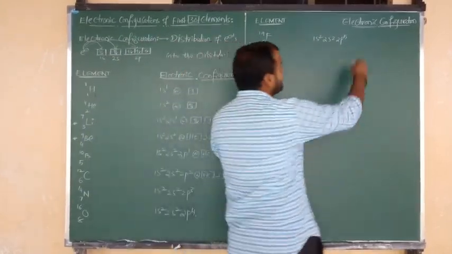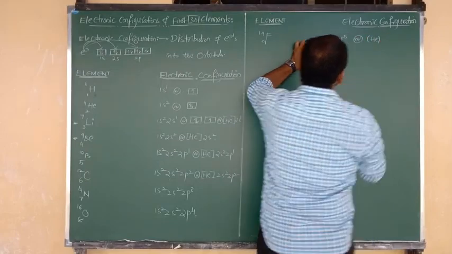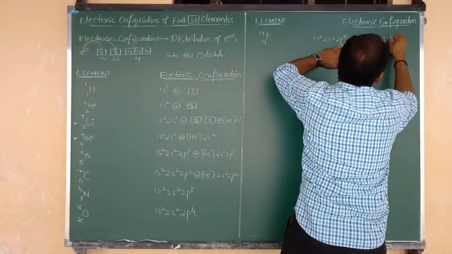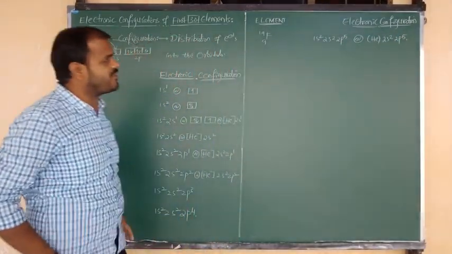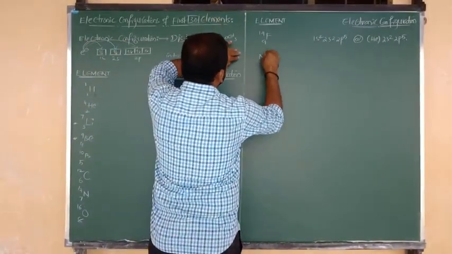And also we can write it in short. What can we write? 1s2 means helium. Okay, this is clear. The remaining 2s2, 2p5. So helium 2s2, 2p5. This is the electronic configuration of fluorine. Okay.